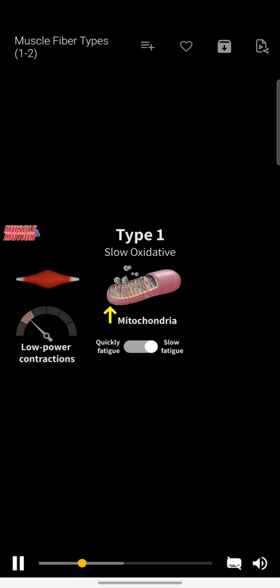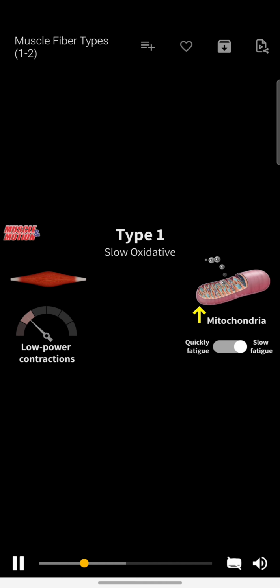Because slow twitch fibers function for long periods without fatiguing, they are used during low-intensity activities, such as maintaining posture and stabilizing bones.